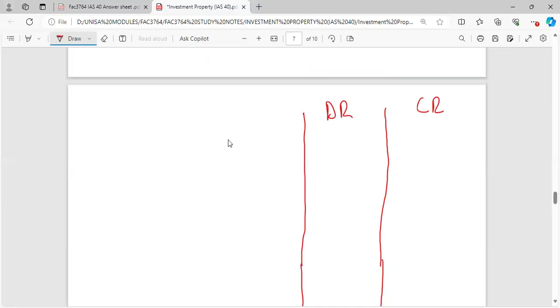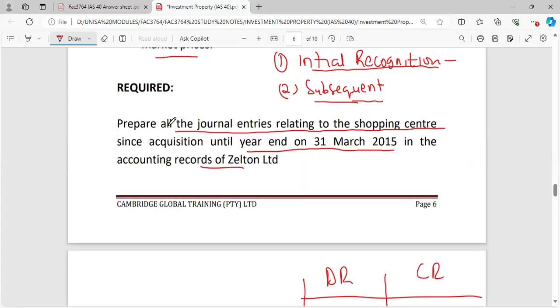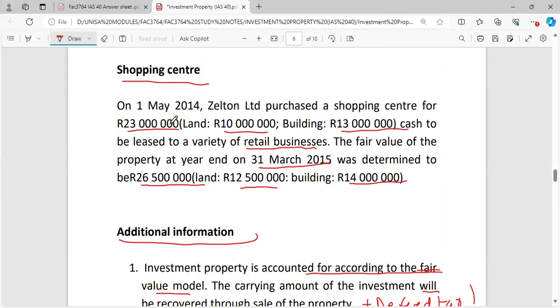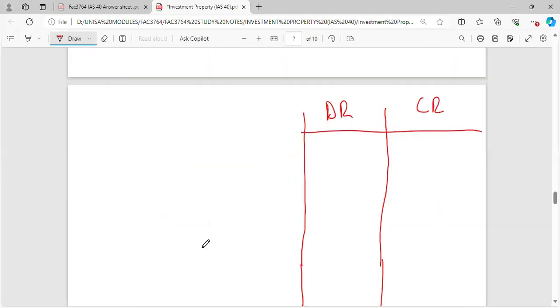Normally in your journal entries, you need to record the date. So we need to record what happened on 1 May. So that's the first journal for 1 May. We're going to record what happened on 1 May 2014, which is the recognition of investment property.